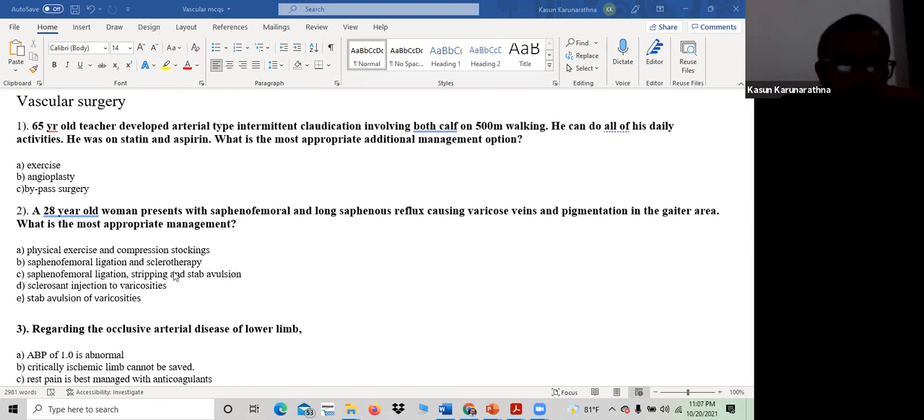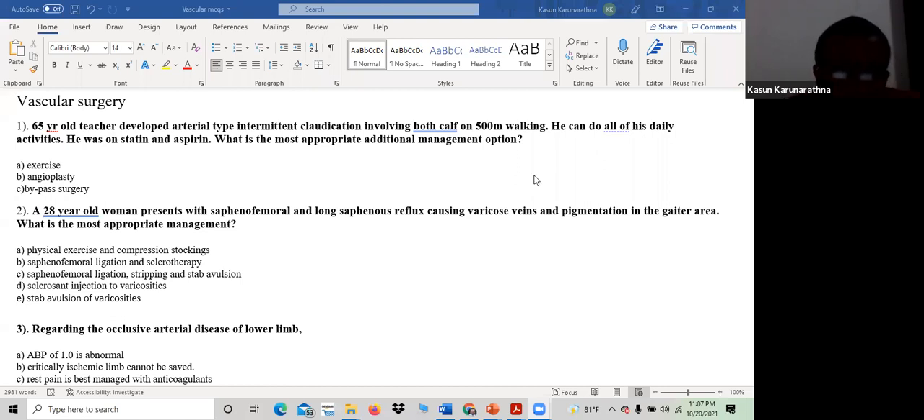Most of the people have answered C: saphenofemoral ligation, stripping, and stab avulsion. One or two answered B, saphenofemoral ligation, and it should include stripping, right? If you do open surgery, it should be ligation, stripping, and stab avulsion below the knee. So the best option out of these 5 answers will be C, right?